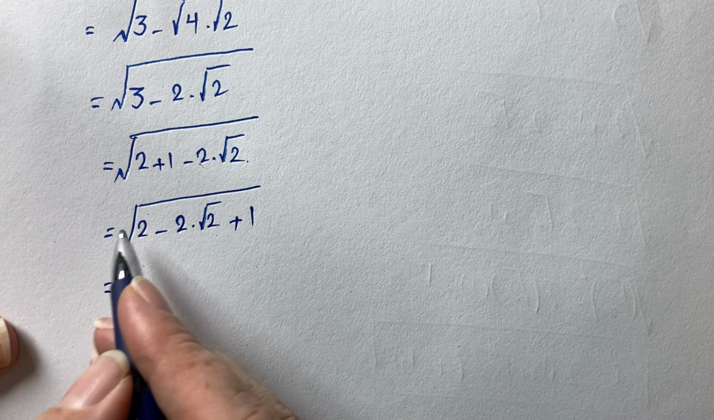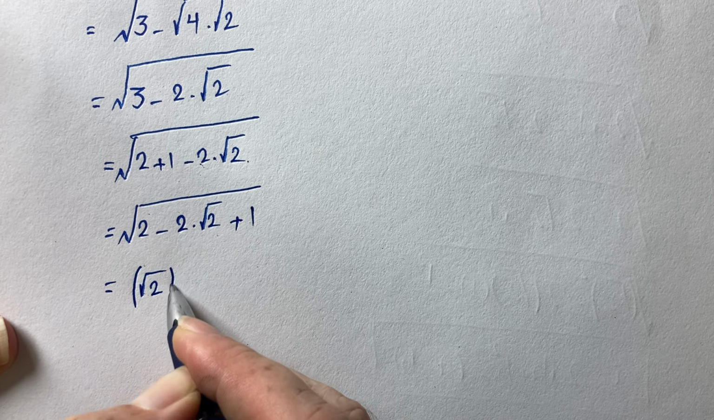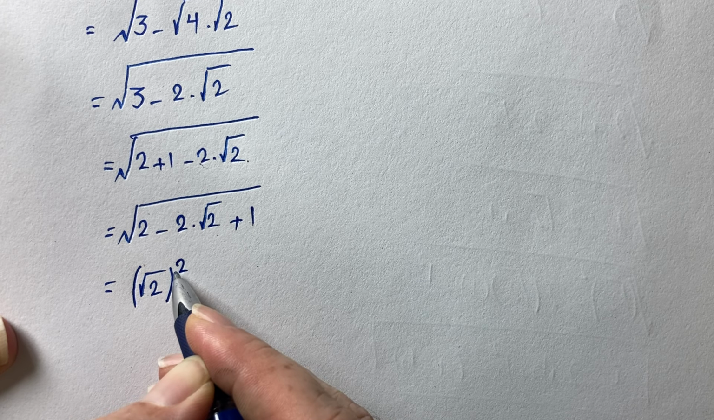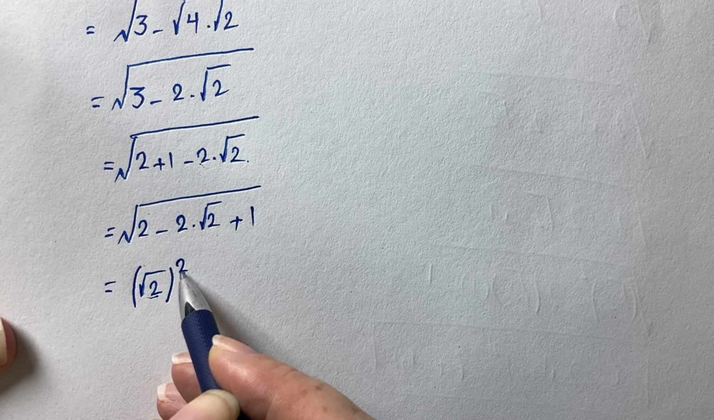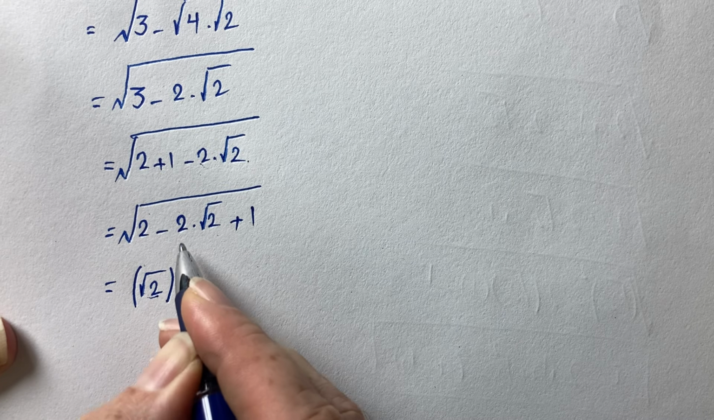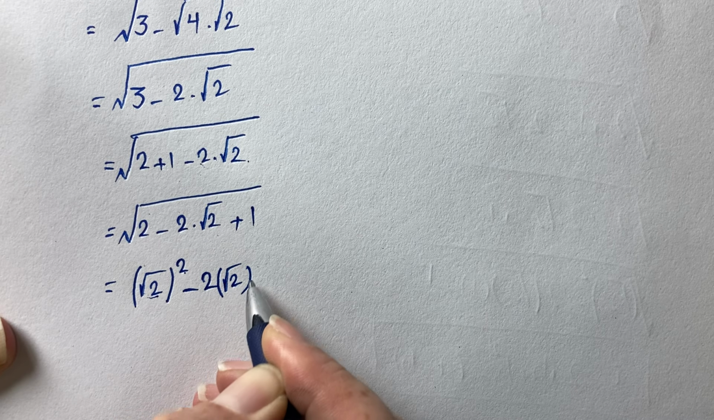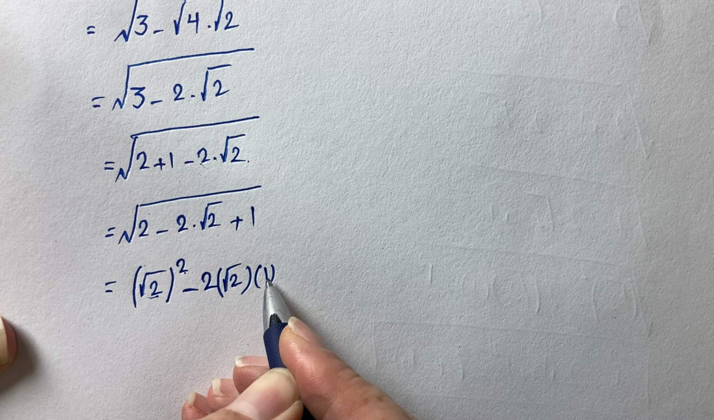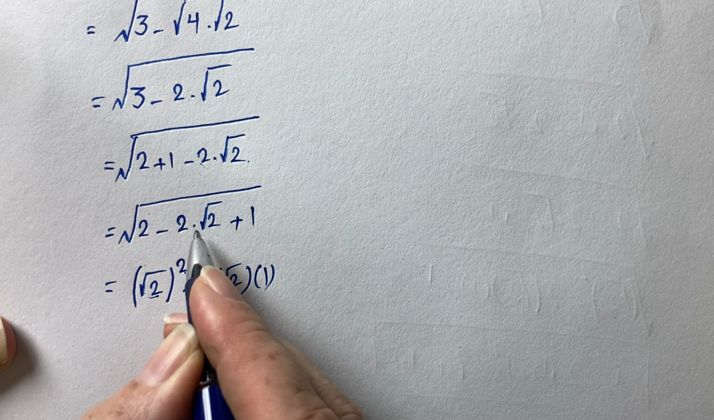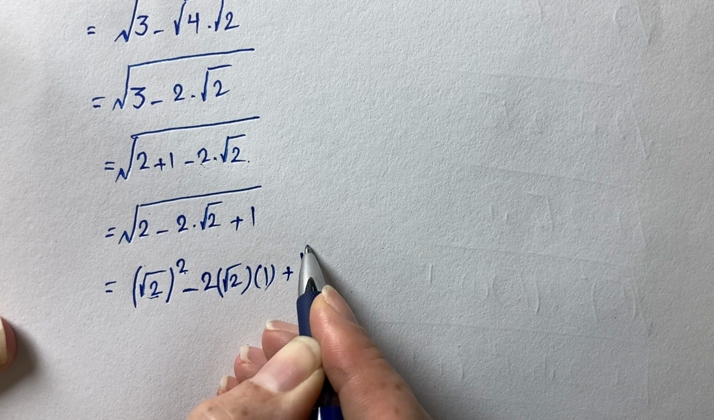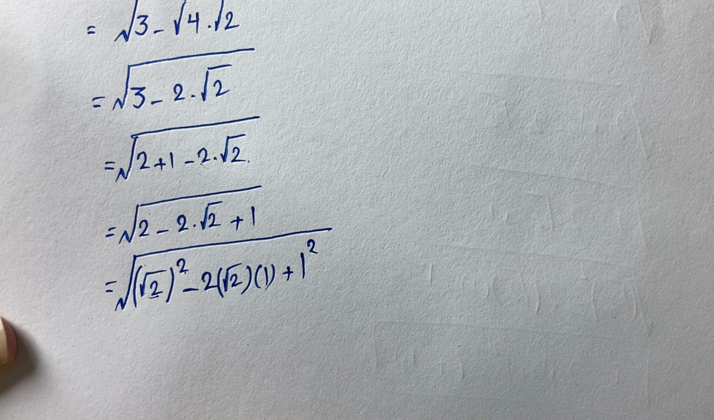Next step. 2 can be written in the form of second root of 2 squared, right? These two as exponent, these two as root can be cancelled off. So second root of 2 squared is the same as 2, minus. We have 2, I write it here, second root of 2 times 1. This is exactly this term, 2 times 1, 2 square root of 2, that is this term. And 1 can be written in the form of 1 squared.